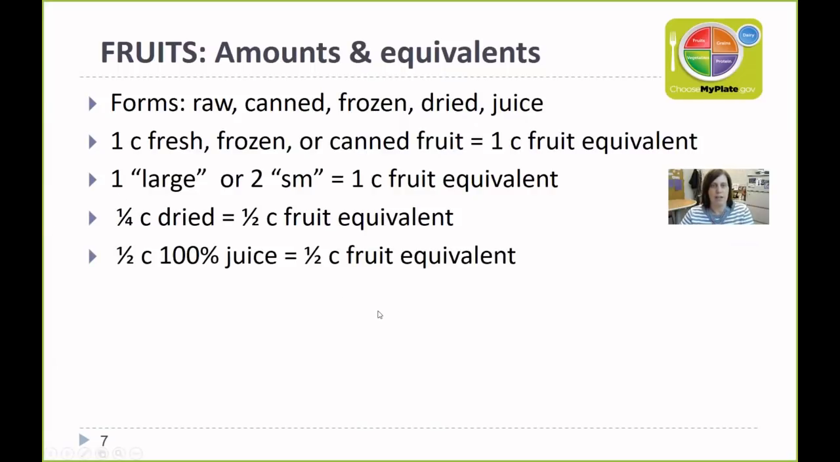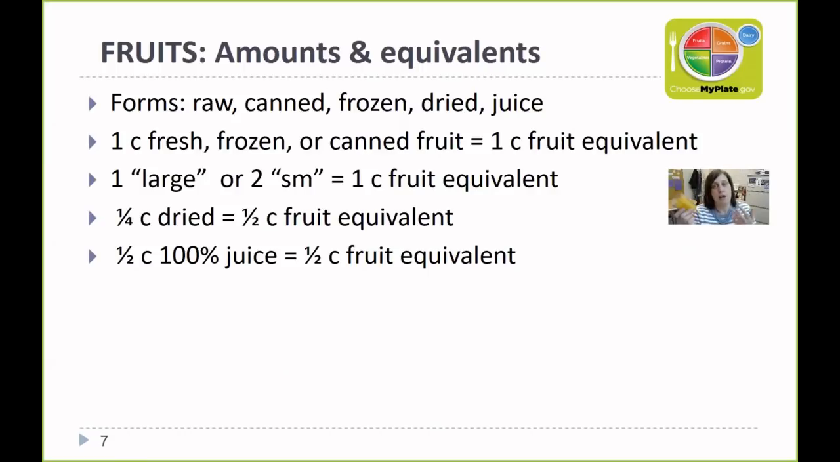Oh, there's my juice. So again, here's my example up there, a 1/2 cup of juice, which is a 1/2 cup fruit equivalent. However, this cup is actually 6 ounces, or 3/4 of a cup of juice. I would really encourage you to think about how big the glasses are that you use.